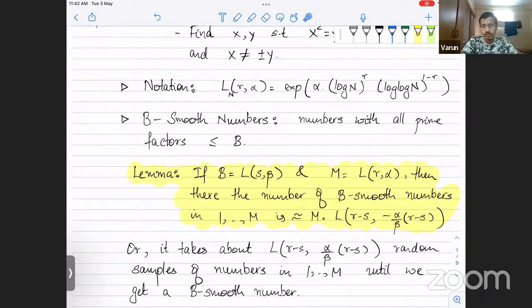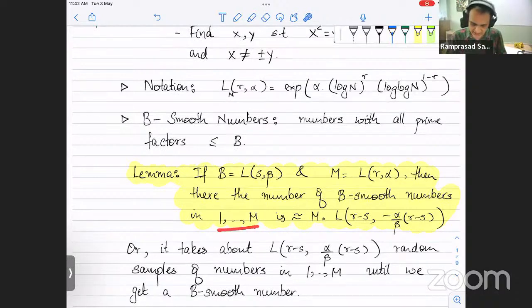Sorry, you said the minus sign. Is this the fraction of B? Yeah, this is that. It's just saying the number of such things is going to be m times this fraction. Right.